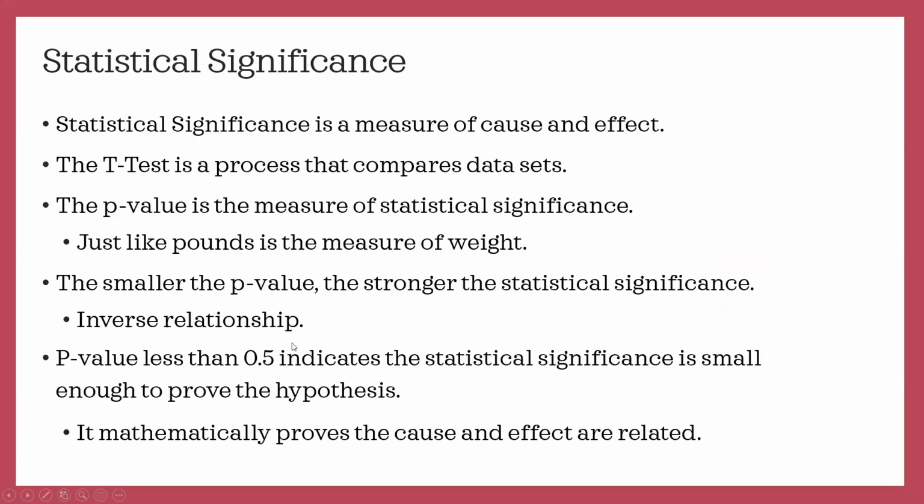So let's do some math on that, right? There's a thing called statistical significance that can measure the cause and effect. The t-test is a process that compares data sets, and the p-value is the measure of significance, just like pounds is a measure of weight. The p-value is a measure of the t-test. The smaller the p-value, the stronger the statistical significance, right? And a p-value less than 0.5 indicates that the statistical significance is small enough to prove a hypothesis. So you could say that I validated my hypothesis because my p-value is less than 0.5.